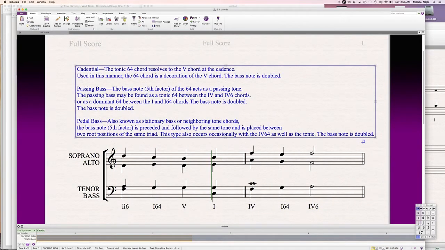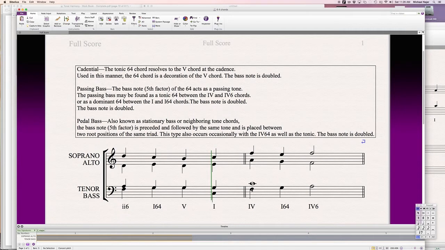Okay? The second one, the passing 6/4. The passing 6/4 acts as a passing tone, a passing chord. That is to say, here's a chord, and here's a chord. This is a 4 chord. This is a 4/6 chord. And this chord that happens in the middle, this little beauty right here, is really just a transition chord. A passing bass may be found between a tonic 6/4 chord and 4 chord and 4/6 chord, or a dominant 6/4 chord, and I'll show you a couple different ways. But look how this one, again, the 6/4 chord just acts as sort of an embellishment.